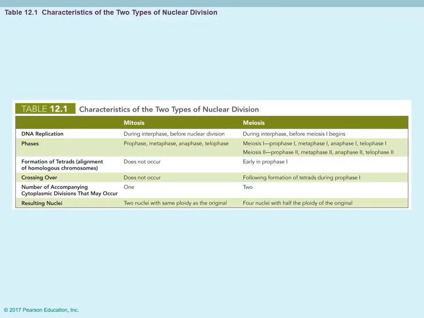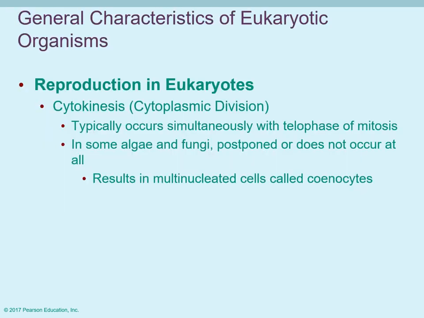This table shows comparisons of the mitosis and meiosis processes. Remember, both of these are types of nuclear division. They are only seen in the eukaryotic cells. And then, like I said, that cytokinesis, technically that refers to just the division of the cytoplasm, but it's always included with mitosis and meiosis because they're timed in at the same time.